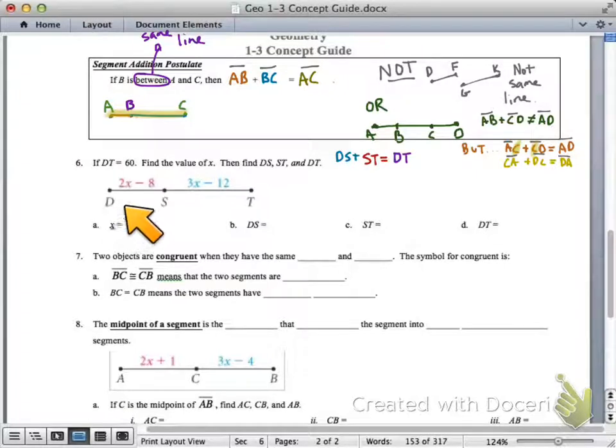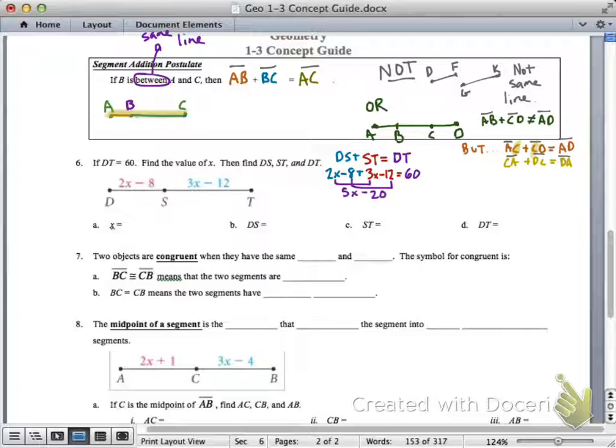DS and ST, well, S is in between, so we can use the segment addition postulate. DS plus ST equals DT. It tells us that DS is 2x minus 8, that ST is 3x minus 12, and it gave us that the length of DT was 60. There's an algebraic equation for us right there.